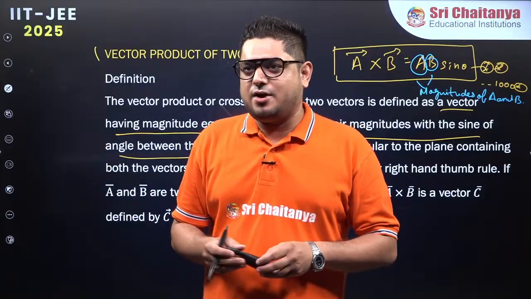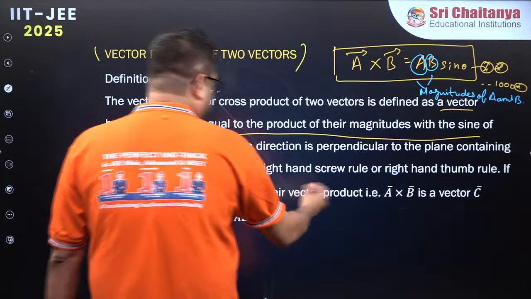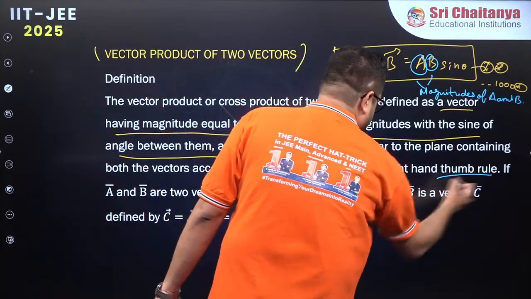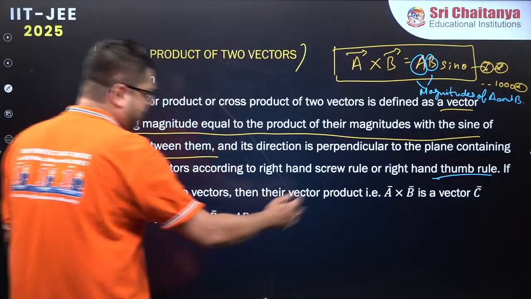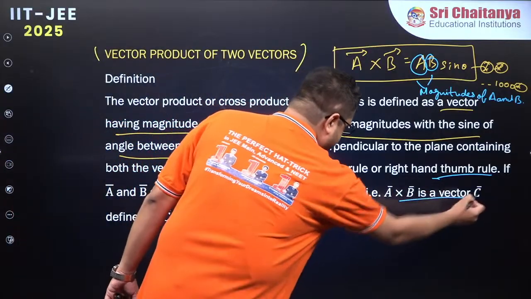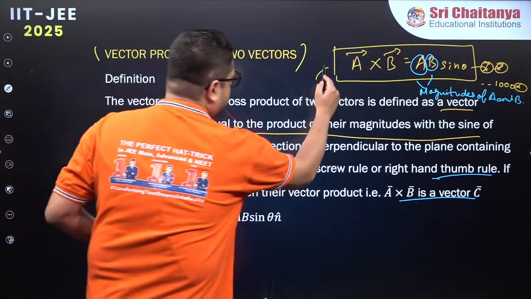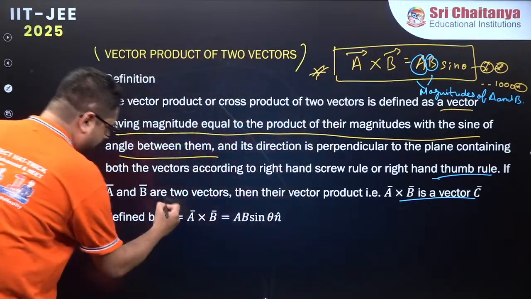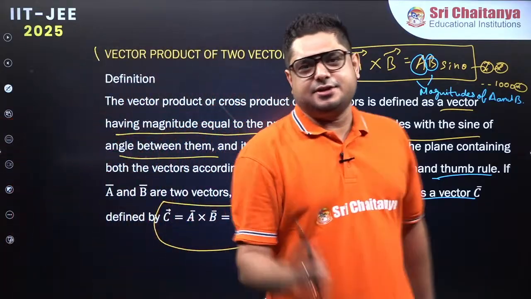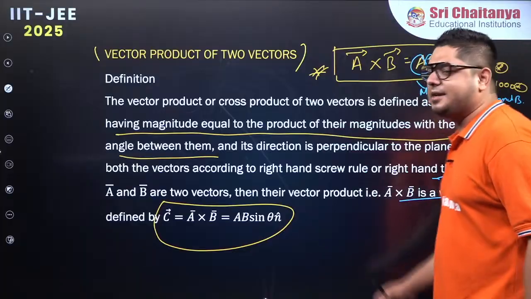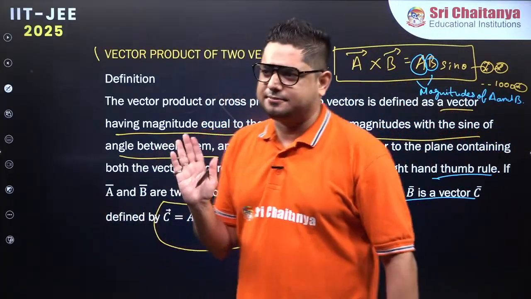Okay. So, now as a result of that, what we can do? Both the vectors according to the right hand screw rule or right hand thumb rule, that's what is being given. So now they are saying that A, B are two vectors, then their vector product A cross B is a vector C. So I can write down the expression: C vector is equal to A cross B is equal to AB sine theta n cap. N cap is the unit vector associated over here.